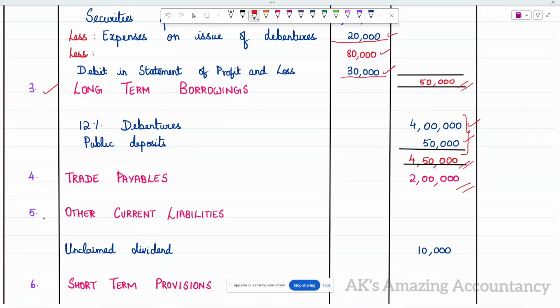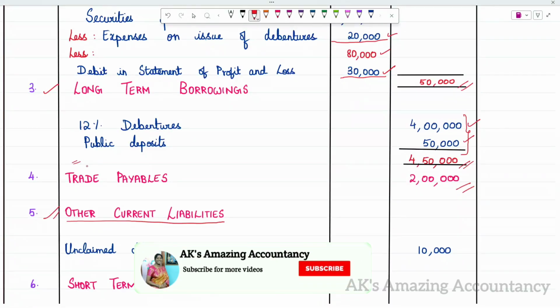Under other current liabilities, all those liabilities which do not come under short-term borrowings and trade payables will come. So, what will come under other current liabilities? All those liabilities which will not come under short-term borrowings and trade payables. In this particular problem, we don't have short-term borrowings. In case you have short-term borrowings, you would have entered it here. But in this problem, we don't have short-term borrowings, so we are not preparing any note for it.